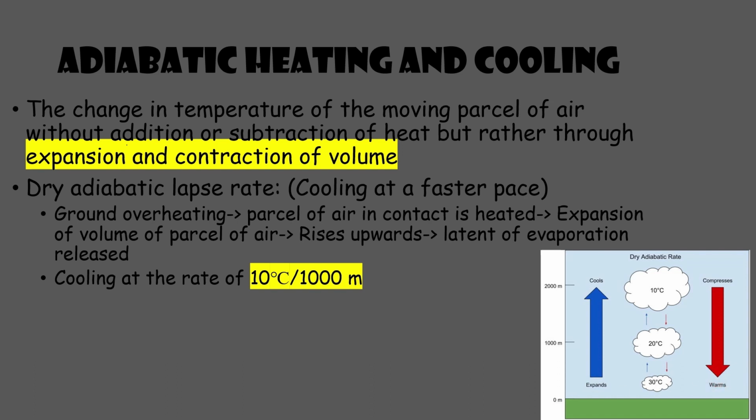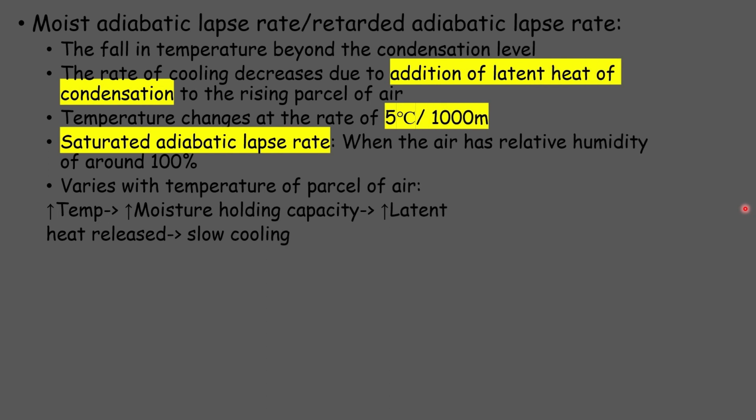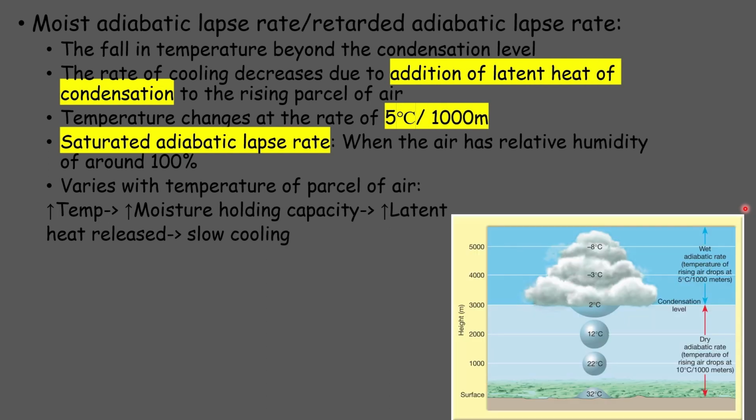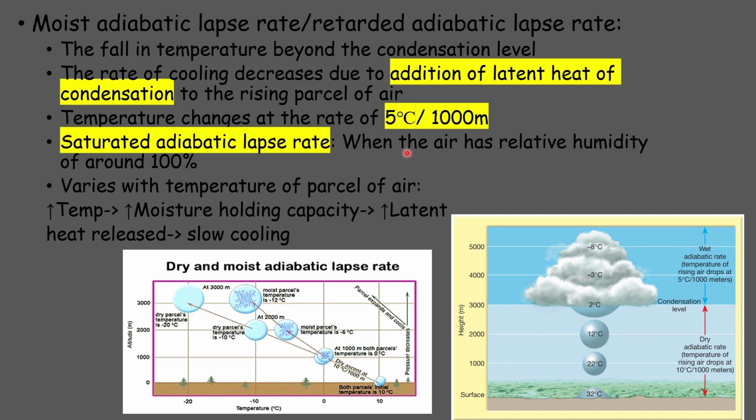Now the dry adiabatic lapse rate is usually associated with precipitation on the leeward and windward side of the mountains. Okay, but before explaining that, let me tell you what is moist adiabatic lapse rate. Moist adiabatic lapse rate is also called retarded adiabatic lapse rate, and this is so because the rate of cooling in moist adiabatic lapse rate is lesser. The air cools at a rate of 5 degrees Celsius per 1000 meter when it is ascending.